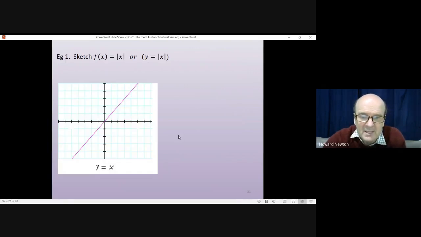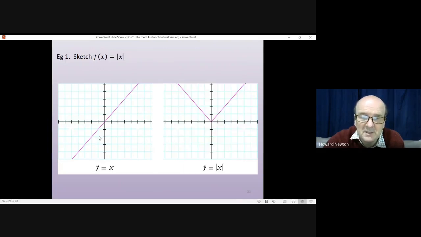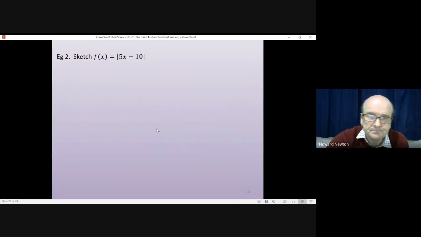Well, that's y equals x, goes up at 45 degrees between the axes. Y equals the modulus of x would be the same as that in the positive part, because when it's positive, nothing changes. But the negative parts will all become positive. And what that looks like is that the negative part gets reflected upwards, reflected up in the x-axis. So the graph on the right is the graph of y equals the modulus of x.